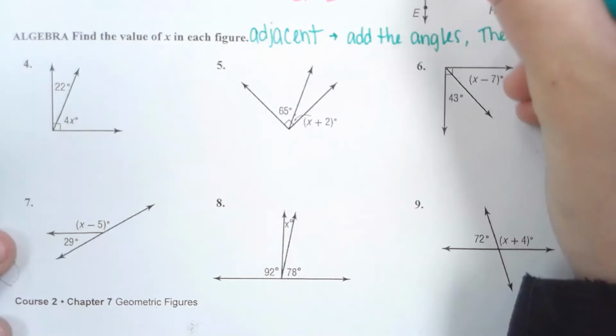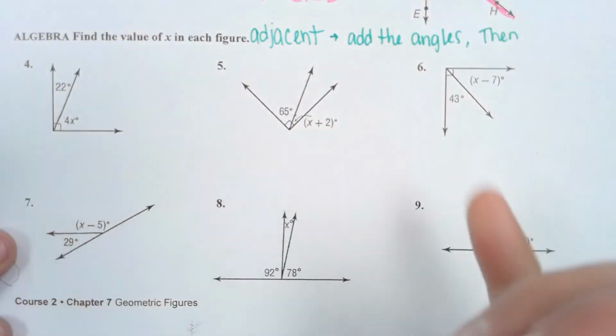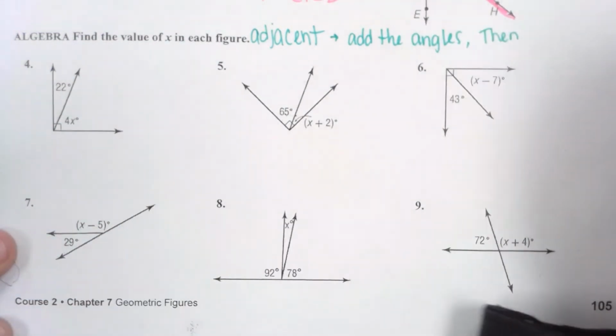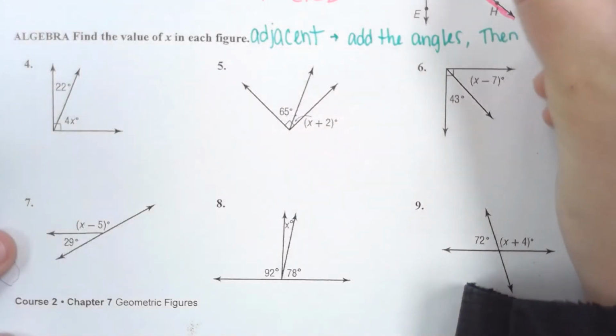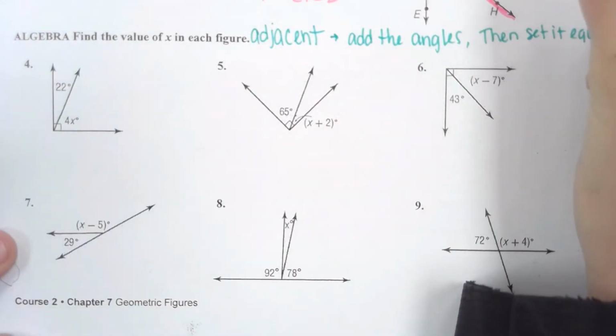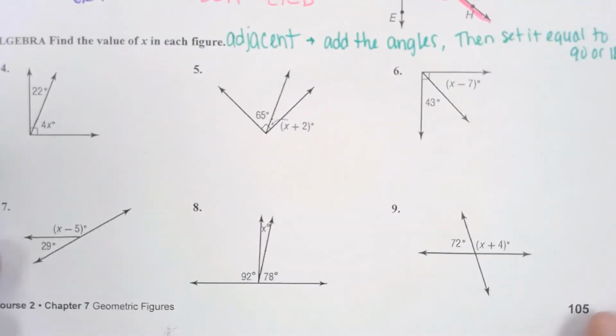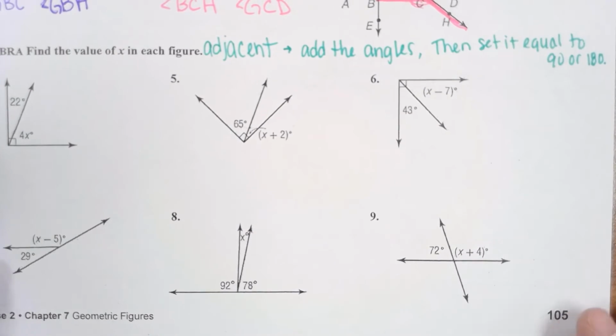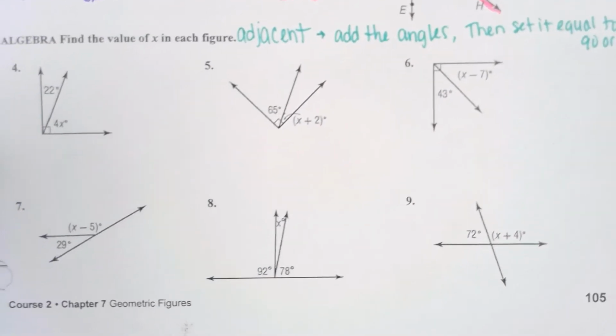Then we are going to set it equal to whatever they form, and in this case it's always going to be 90 or 180. So with adjacent angles, you add the angles, and then you set it equal to 90 or 180. In other words, we are just creating an equation. All right, so look at number 4.